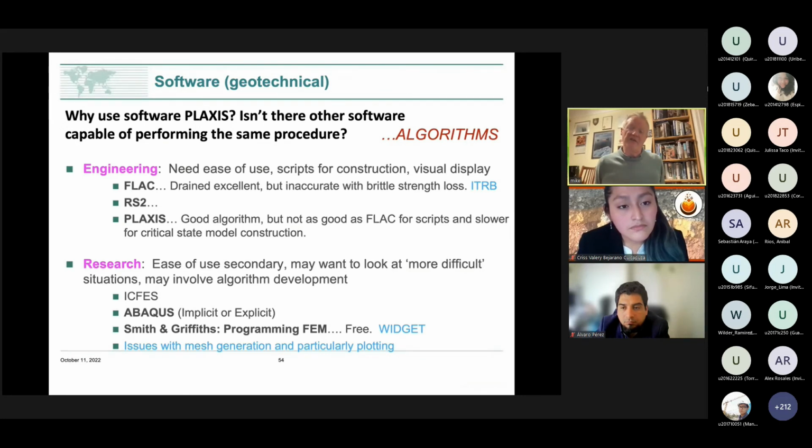So for practical engineering at the moment, I believe our choices are FLAC, RS2, or Plaxis. They each seem to have their points. My personal preference at the moment is Plaxis. I've never seen anything like that.